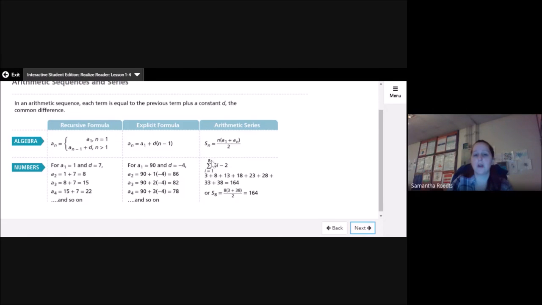So I find the first one, the last one. There's 8 total in the series. I divide it by 2. So the first one was 3. The last one is 38. So 8 times (3 plus 38) divided by 2 equals 164. And that is the end of Unit 1, Lesson 4.